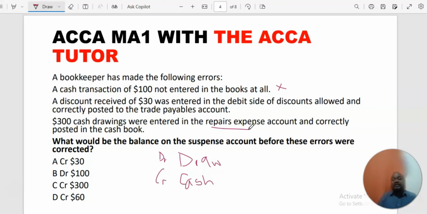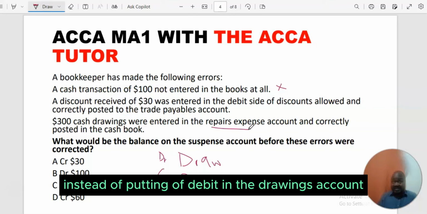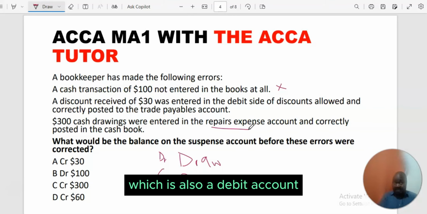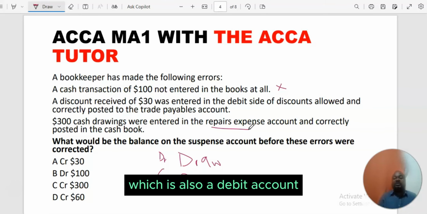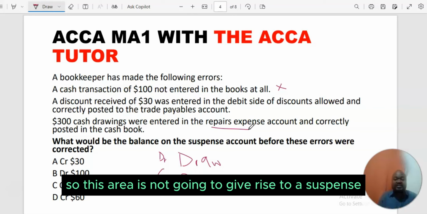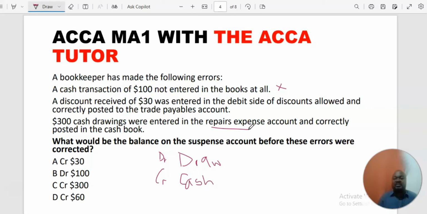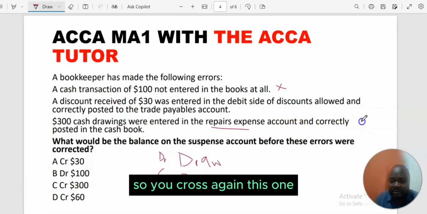All right. Instead of debiting the drawings account, which is also a debit account, the accountant debited an expense account, which is also a debit account. So in terms of the trial balance, it is going to balance. So this error is not going to give rise to a suspense account. So you cross again this one.